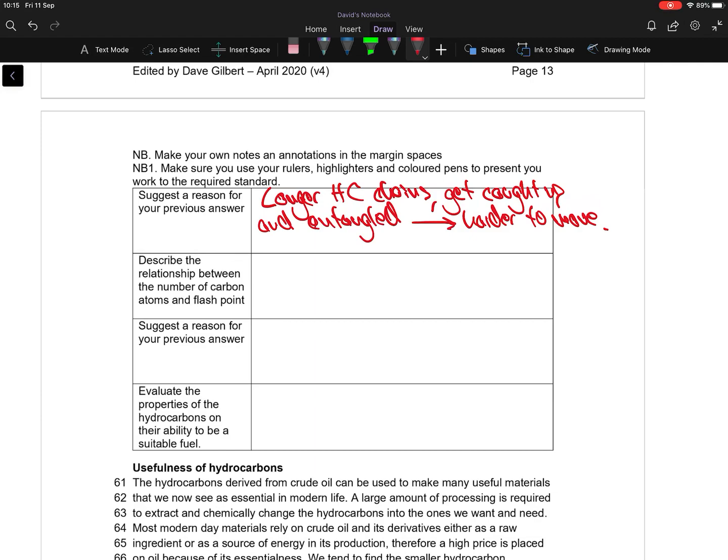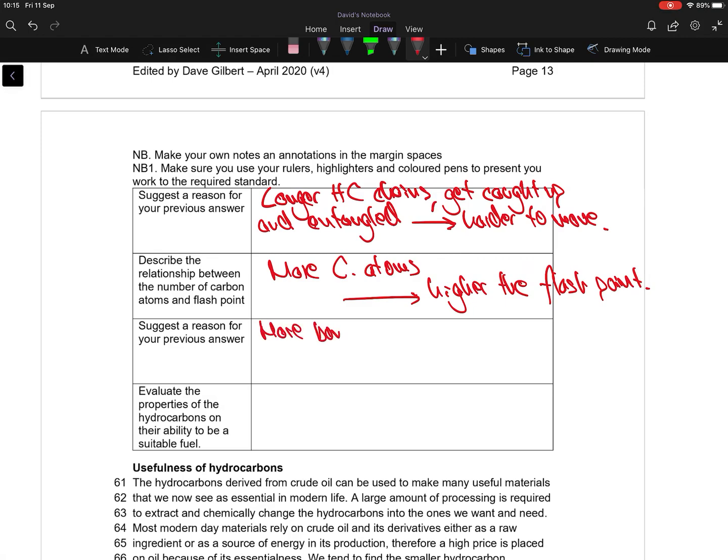Right, describe the relationship between the number of carbon atoms and the flash point. The more carbon atoms there are, the higher the flash point. Now the reason for that is that there are more bonds between carbon atoms to break. Now this itself requires more energy.